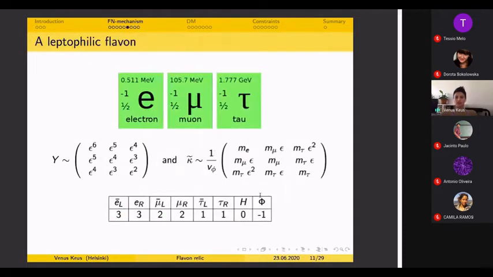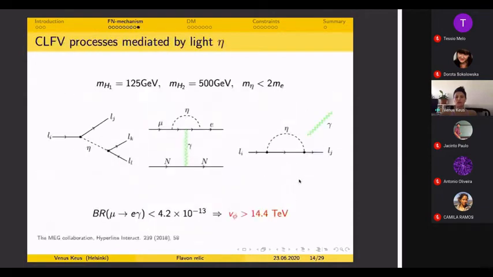For this texture, the strongest bound on my model is from the mu to E process. Remember, we talked about the couplings being inversely proportional to the VEV of the flavon. So if I have a bound on the branching ratio of this process, it puts a lower bound on the value of the VEV of the flavon. Because if my flavon VEV is larger than this, then my interaction strength would be smaller, meaning that the branching ratio of the process would be smaller. So particle physics-wise, this is the most constraining bound we've got.